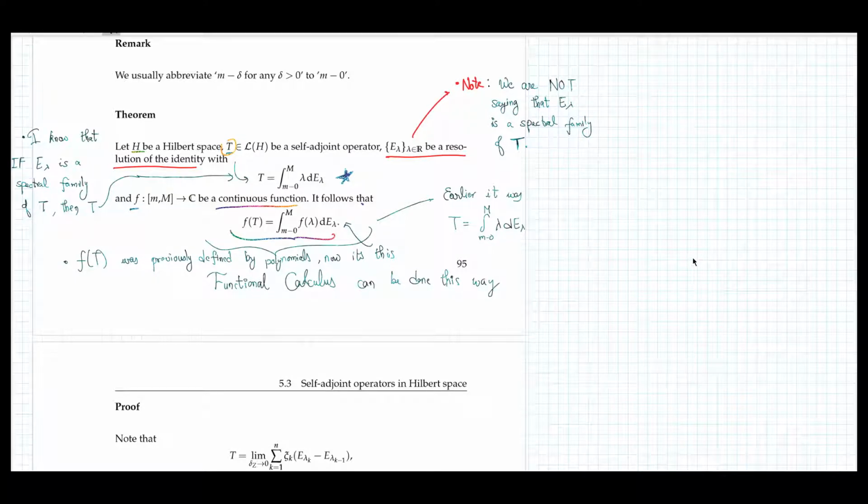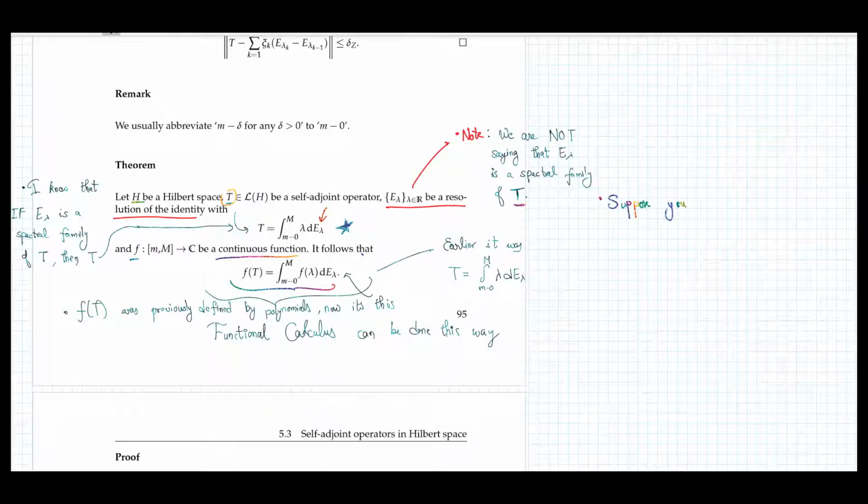One important detail is that I did not say that E lambda is a resolution of the identity which is a spectral family of T. However, I did say that E lambda is a resolution of the identity and T is given by this formula. Now you know that if E lambda is a spectral family of T, then T would be given by this formula. But it could be possible that another resolution of the identity can construct T with this formula.